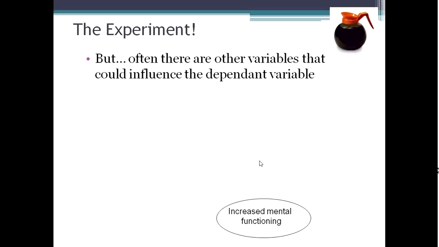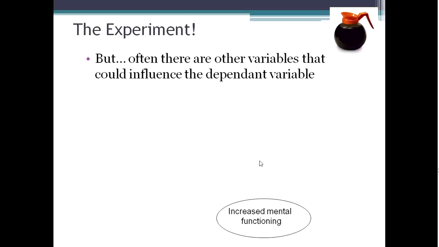Now, we're predicting that caffeine is going to influence increased mental function, but there are other variables that influence the dependent variable. In psychology and social psychology, we'll often say things are overdetermined, which means that there are many, many, many different variables that influence one particular dependent variable. So often when I teach this lecture face-to-face, I'll ask students, can you think of some other things besides caffeine consumption that might influence increased mental functioning?